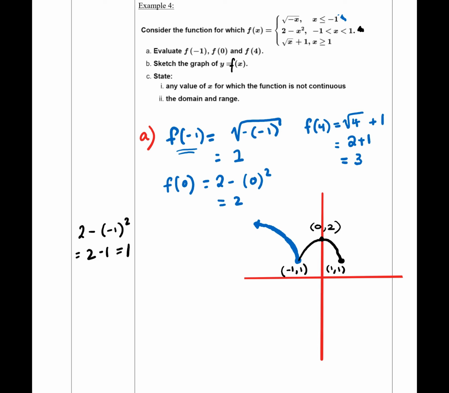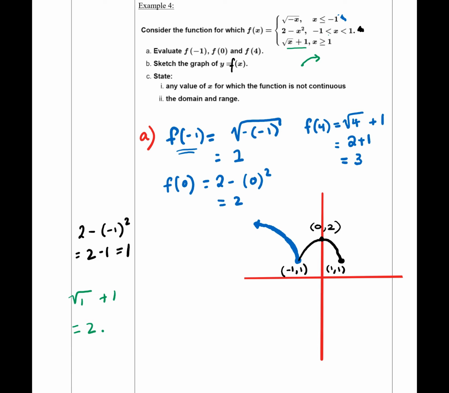Finally, we've got the graph of square root of x plus 1. So this is going to be something that looks like that. It's been shifted up 1 unit. And importantly here, we need to sub in the value 1 to see where we start from. So we've got the square root of 1 plus 1. So this now is going to start at the y value 2.